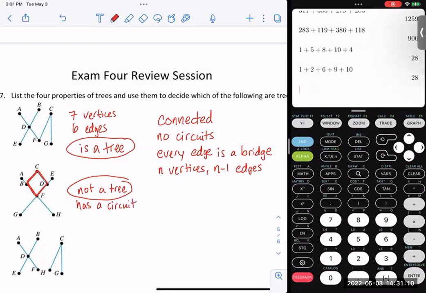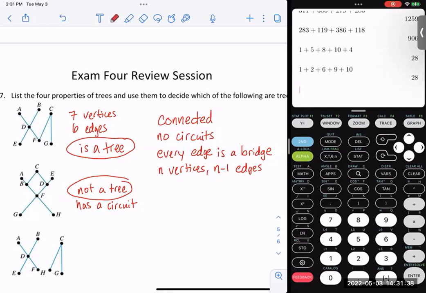I think it's also true that you could say here that the reason it's not a tree is because every edge is not a bridge. So you could also do that as an explanation. For example, if I removed this edge, my graph is still connected, right? There's still a way to get from every vertex to every other vertex. So you could also maybe use that as an explanation.